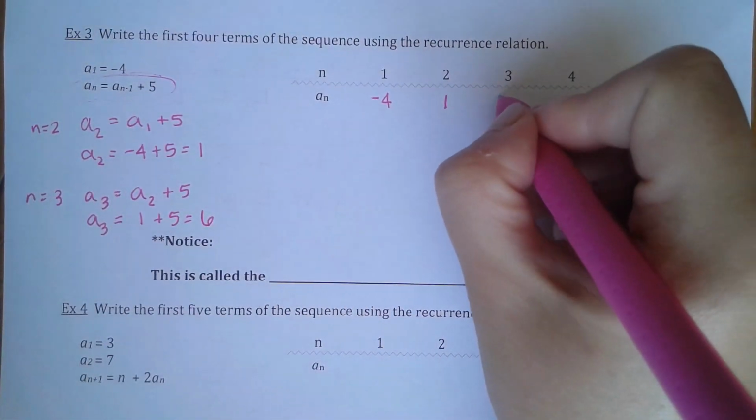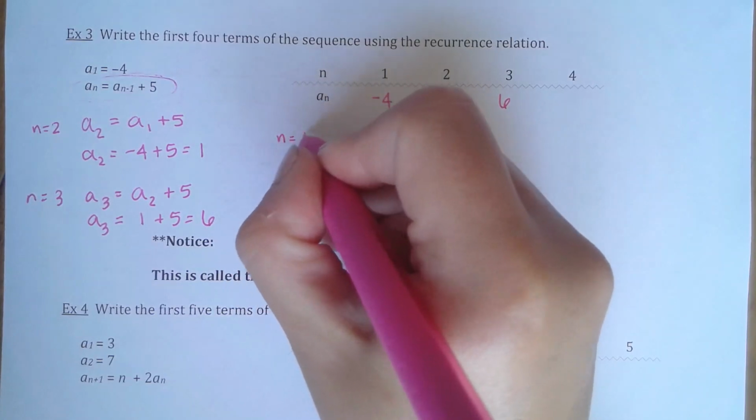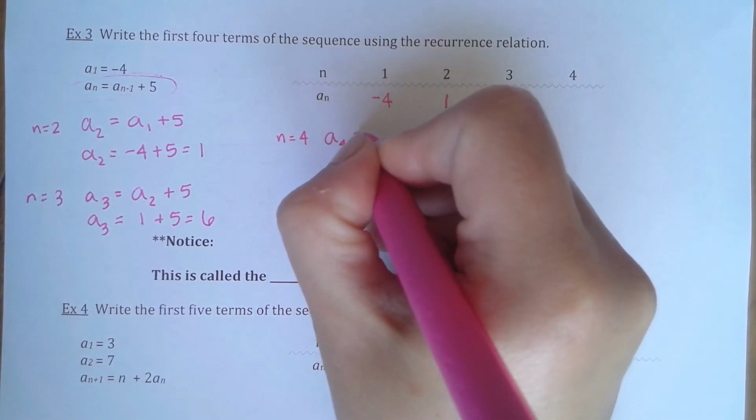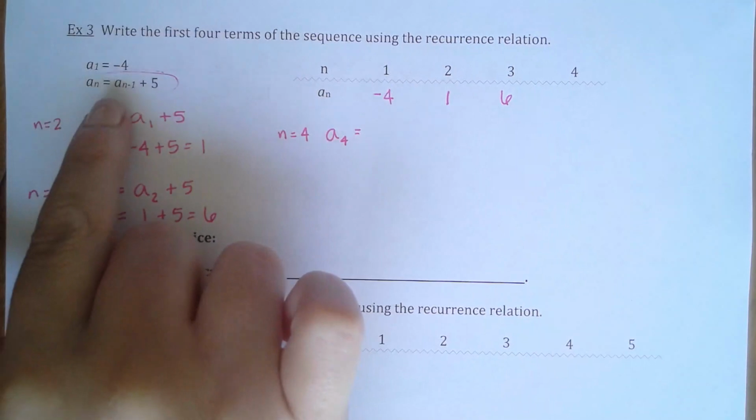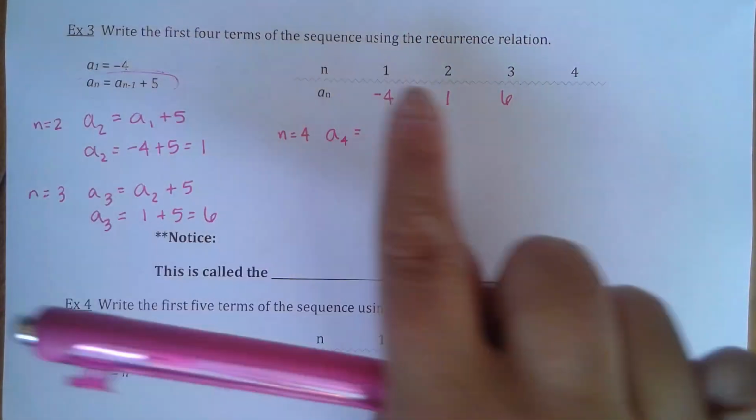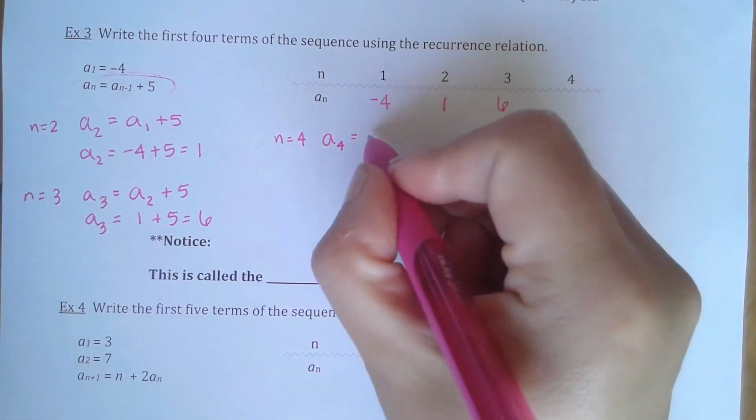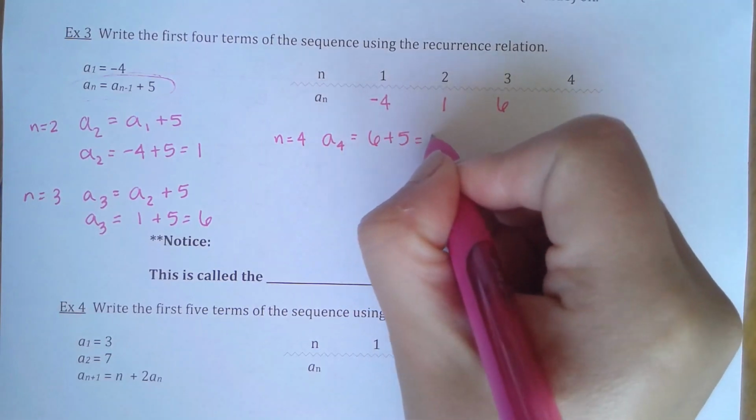So in our next one, I'm not going to be as formal. To do this, we'd end up using a sub 3. A sub 3 we just found was 6, so 6 plus 5, which is 11.